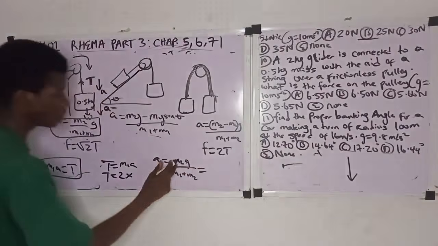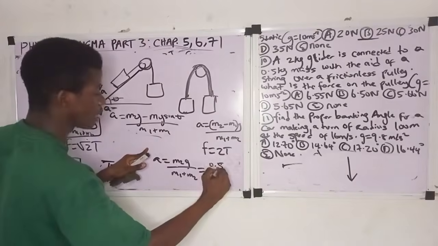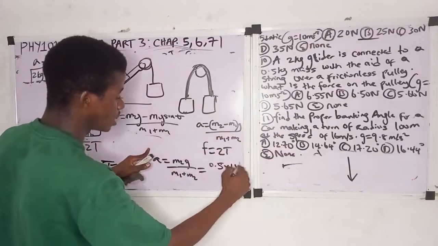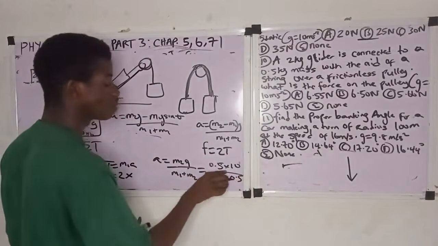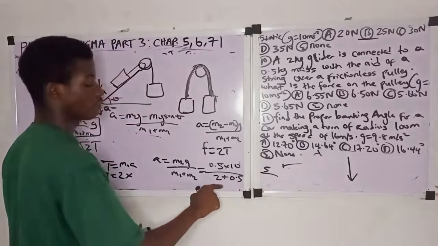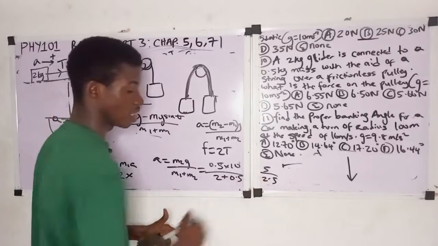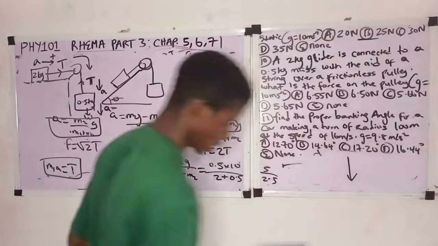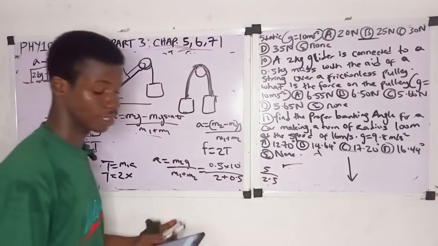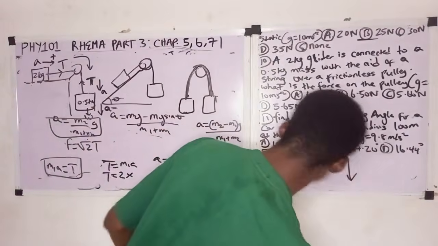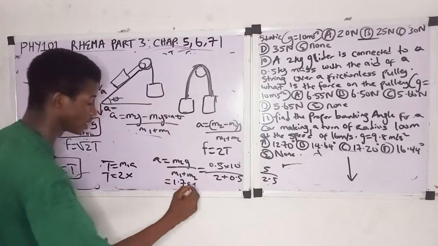So let's continue. In the question, M2 is 0.5, times G, which we all know to be 10. Then M1 is 2, M2 is 0.5. So 0.5 times 10 gives us 5. Then 2 plus 0.5 gives us 2.5. So 5 divided by 2.5 is 1.78. Therefore, the acceleration is 1.78.